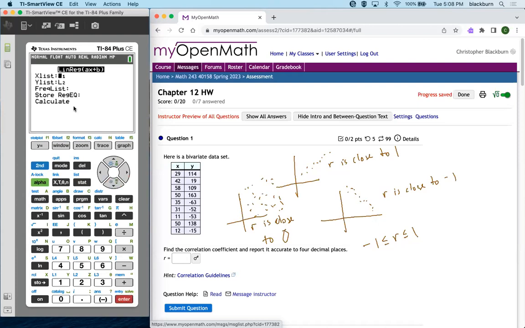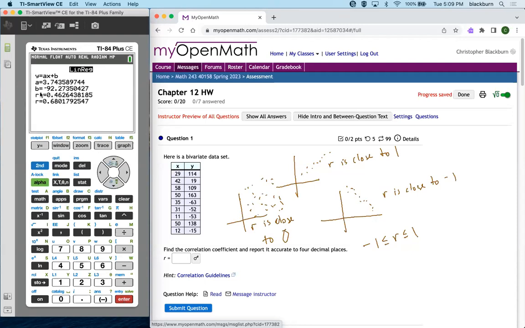Enter X list L1, Y list L2, frequency list, don't need to. Store reg EQ if you want to see, we don't need to do that. Then calculate. And there we go. So our slope is 3.74. Our B value is negative 92.27.